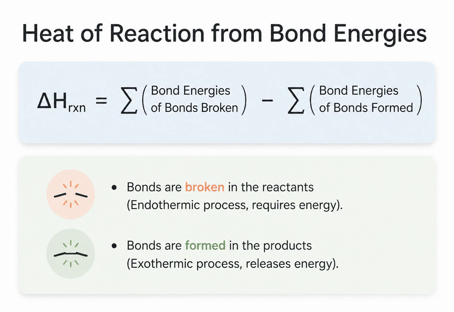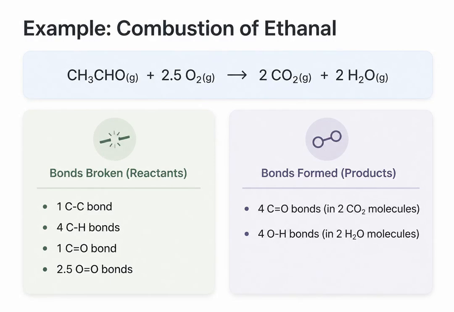Picking up right where we left off, let's formalize how we calculate the heat of a reaction using bond energies. The formula is quite straightforward. The heat of reaction is equal to the sum of the bond energies of the bonds broken in the reactants minus the sum of the bond energies of the bonds formed in the products. Remember, breaking bonds always requires an input of energy, while forming new bonds releases energy. Let's look at an example, the combustion of gaseous ethanol.